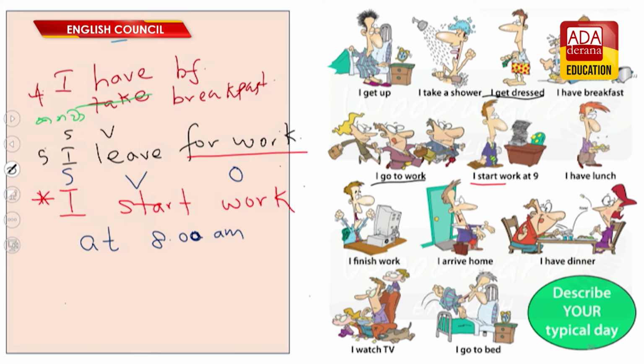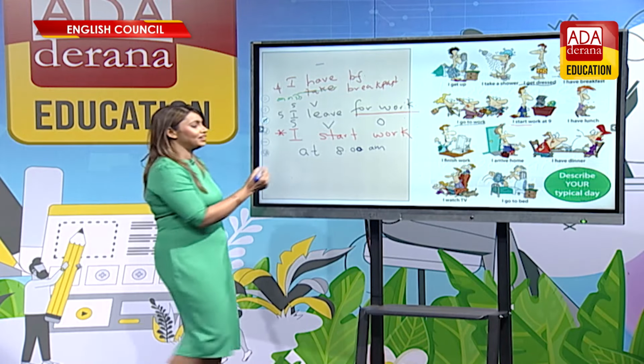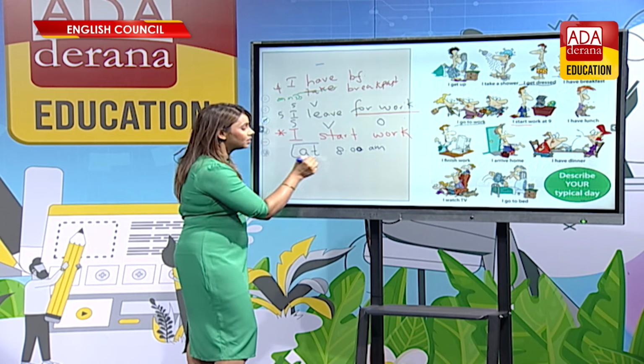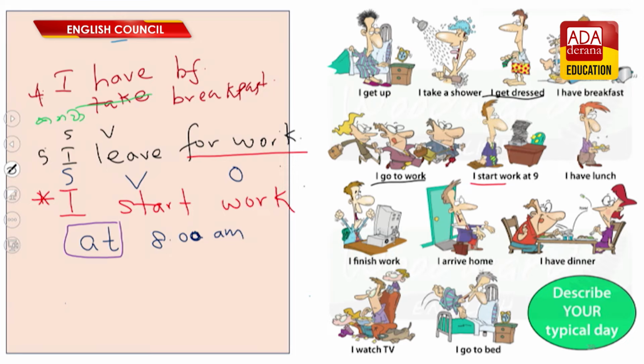Look at the screen. I start work at 8 a.m. Right? I start work at 8 a.m. If you want to mention the time, it's the preposition at you use at.